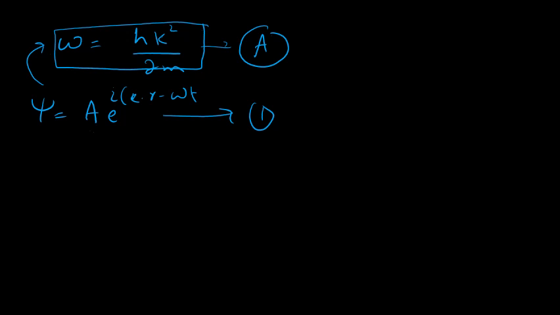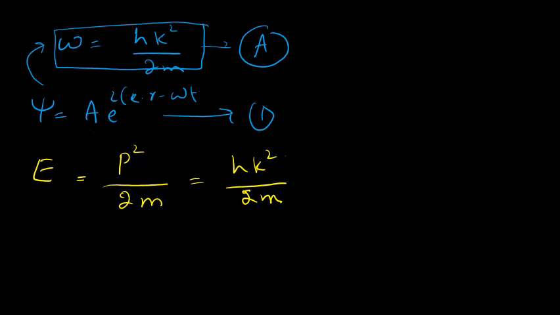But according to the de Broglie hypothesis, de Broglie says that the energy and momentum of the free particle should satisfy this equation. Alternatively, it is equal to ħ²k²/2m. So we can write it as B.